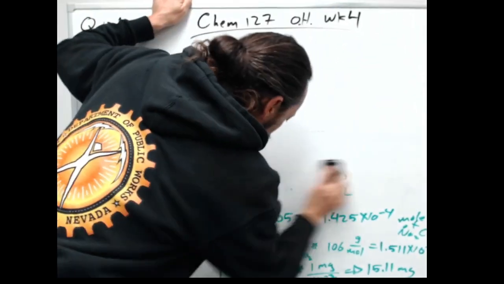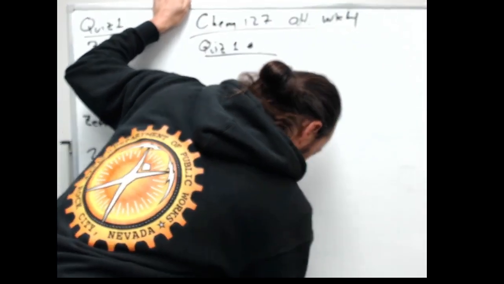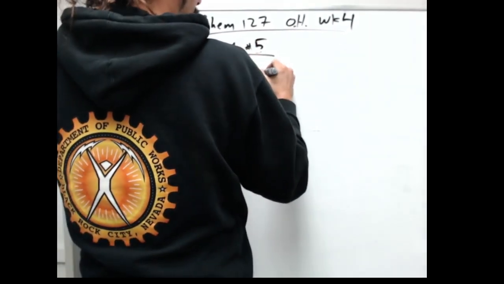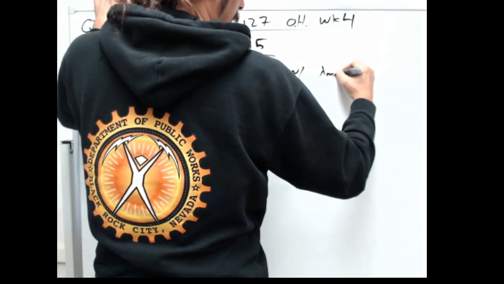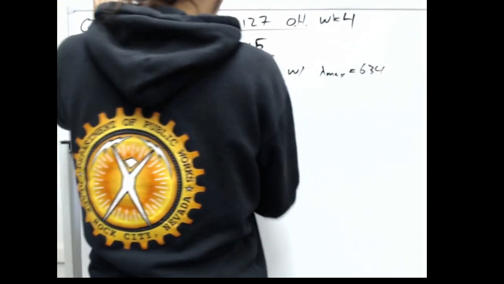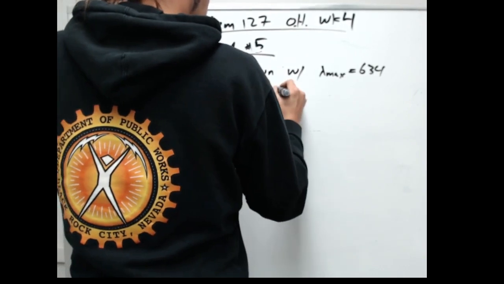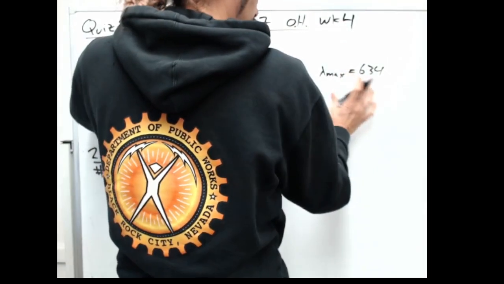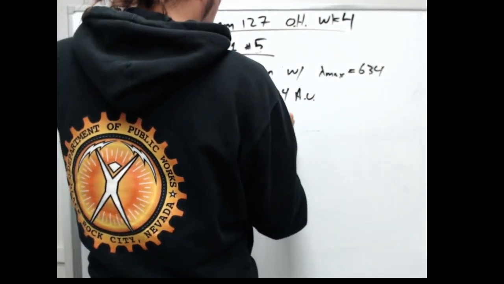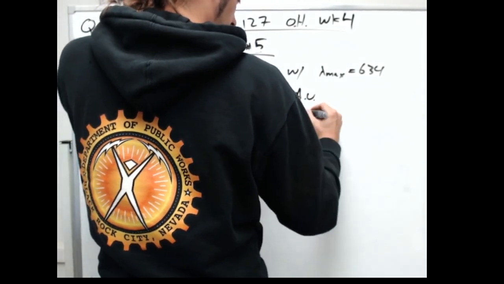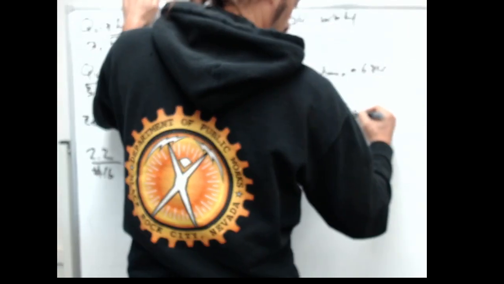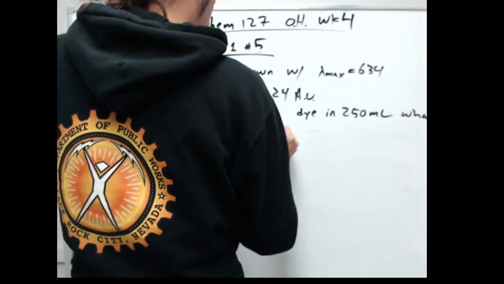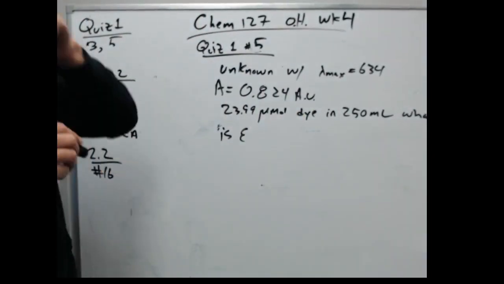Okay, looking at number 5. We're given an unknown solution that has a maximum absorption peak at lambda max 630.4 nanometers with an absorption of 0.824 AU in a standard spectrometer. If the solution was made by placing 23.99 micromoles of dye in 250 milliliters of water, what is the molar absorptivity for the unknown dye?